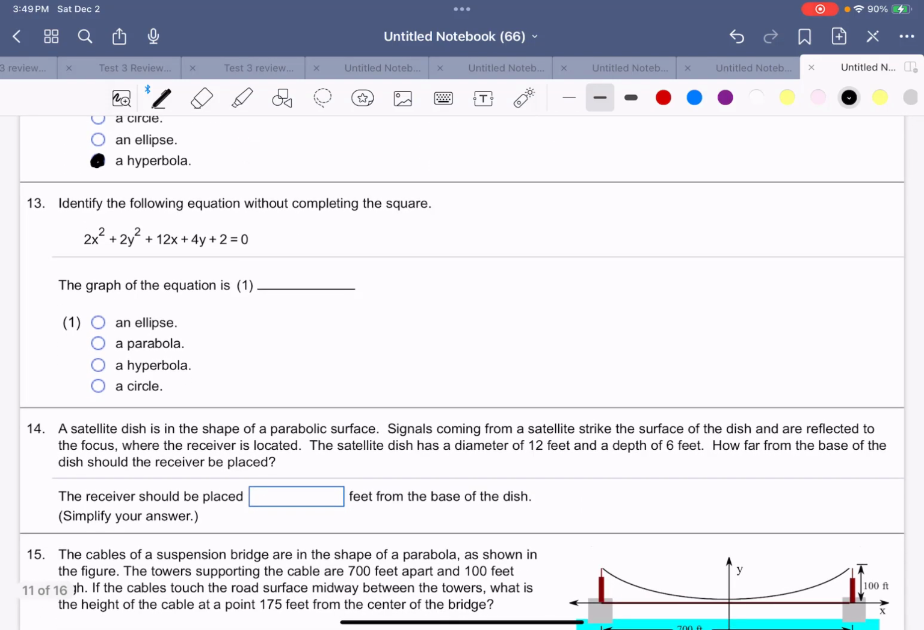Number 13, identify the following equation without completing the square. Here I have an x squared and a y squared, and they're both positive and they have equal coefficients. This is a circle. Now the only one we haven't seen is if you have an x squared and a y squared, both are positive, but the coefficients are different. This would have been an ellipse. So quick review of that.